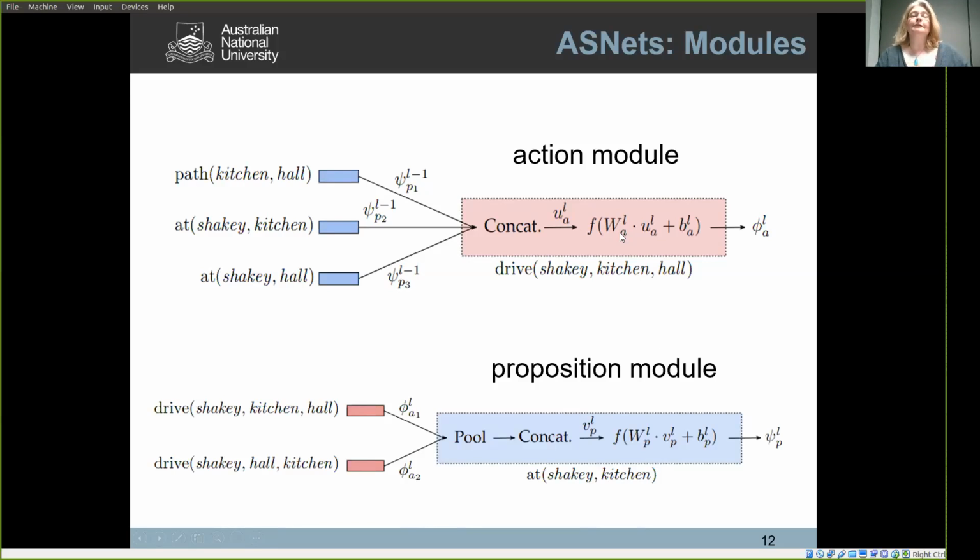For a proposition module, it's a little bit more complicated. So again, at shaky kitchen, add the same layer as another proposition with the predicate at, like at Bob ballroom, would share the same weight matrix. But for propositions, it's not true that the number of related action modules is the same as the domain increases. For instance, if we had another object or another room, like a ballroom, we would have drive shaky kitchen ballroom and drive shaky ballroom kitchen, also related to the at proposition here.